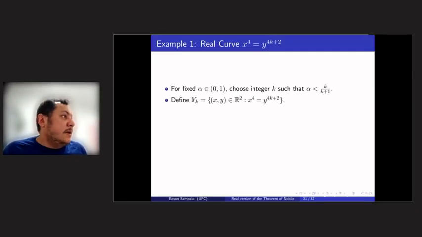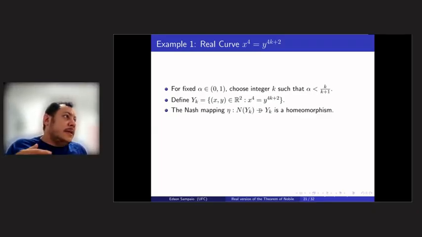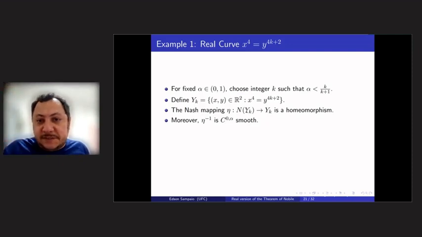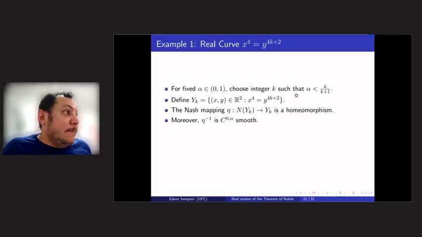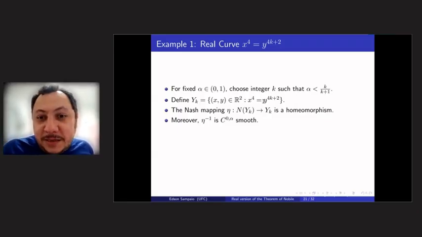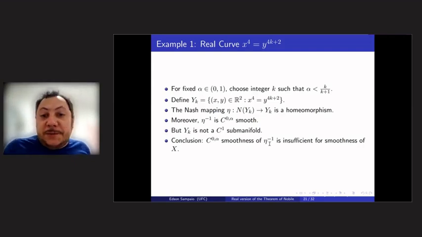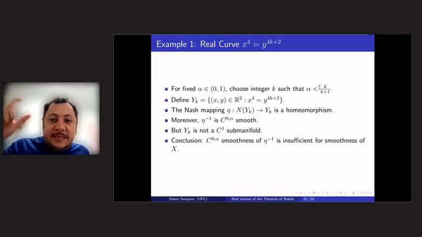And then I can define this Y_k, defining it this way. And then we can show this is a homeomorphism, and moreover, eta is always Lipschitz because it's a projection, but the inverse is also alpha-Hölder for this alpha if alpha is less than k over k plus 1. But this set is not C^1 smooth. In fact, it's not even a topological manifold. So only asking C^{0,alpha} smoothness is not sufficient to guarantee smoothness of X. So you cannot obtain a weak version only asking less than alpha-Hölder for all alpha.